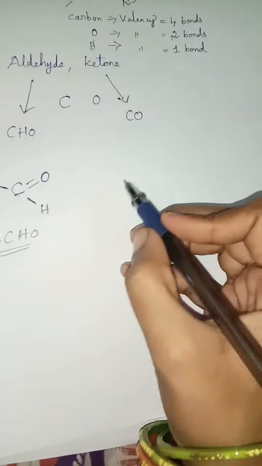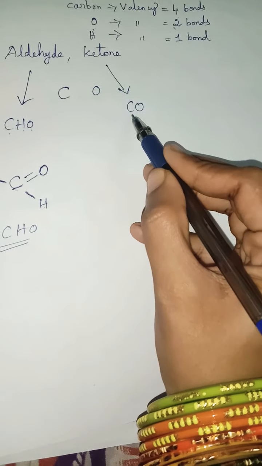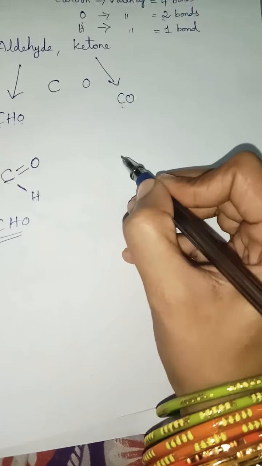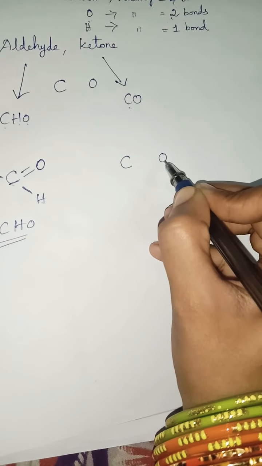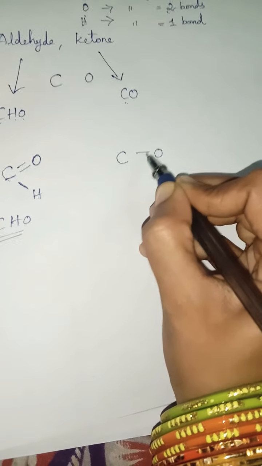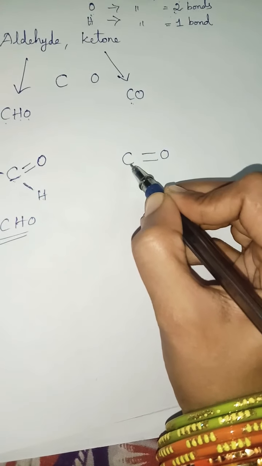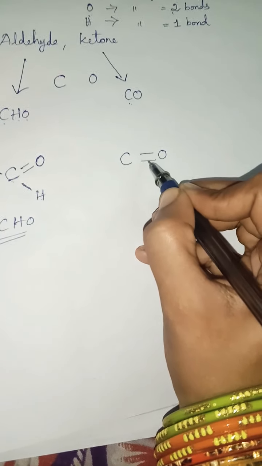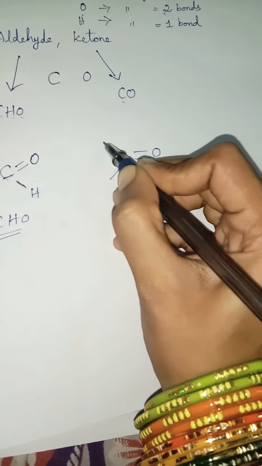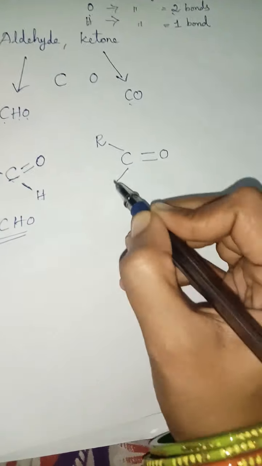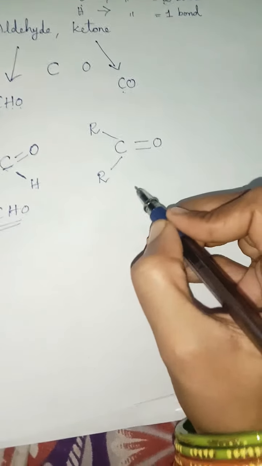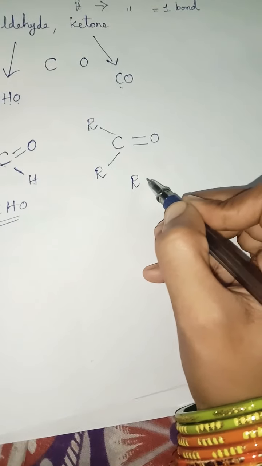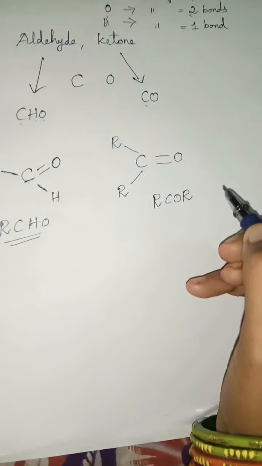Now ketone, what things have to be present? Carbon and oxygen, C and O. For oxygen the valency is 2, so we write 1, 2. For carbon I said 4, so 1, 2 are already present, then 3, 4. Here one alkyl group will be present and here also one alkyl group. So this is the formula for ketone: RCOR.